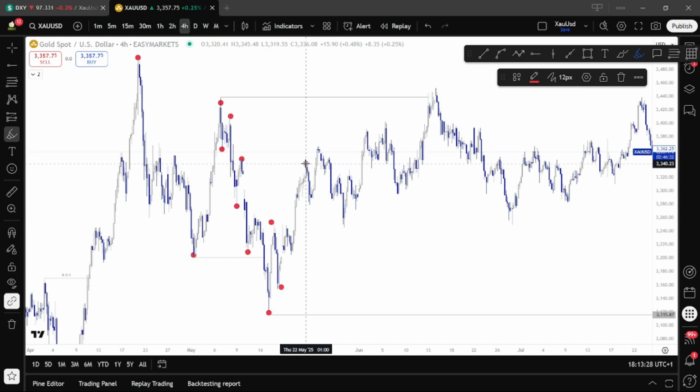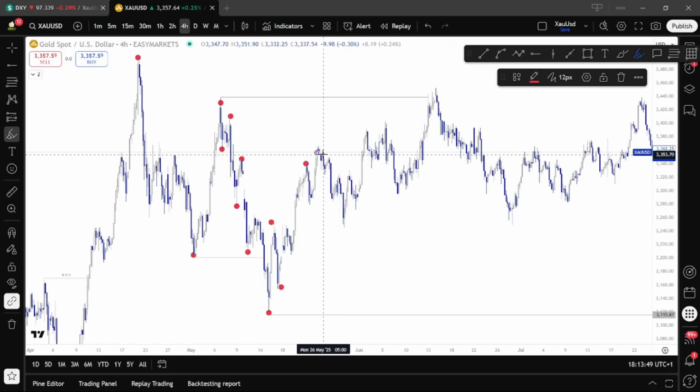And then this is not a deep pullback. This is not considered a reversal, a correction, or a retracement. Rather, this is just a short-term pullback that is expected to be taken out. So the market went higher, and then nearly broke above this recent high.